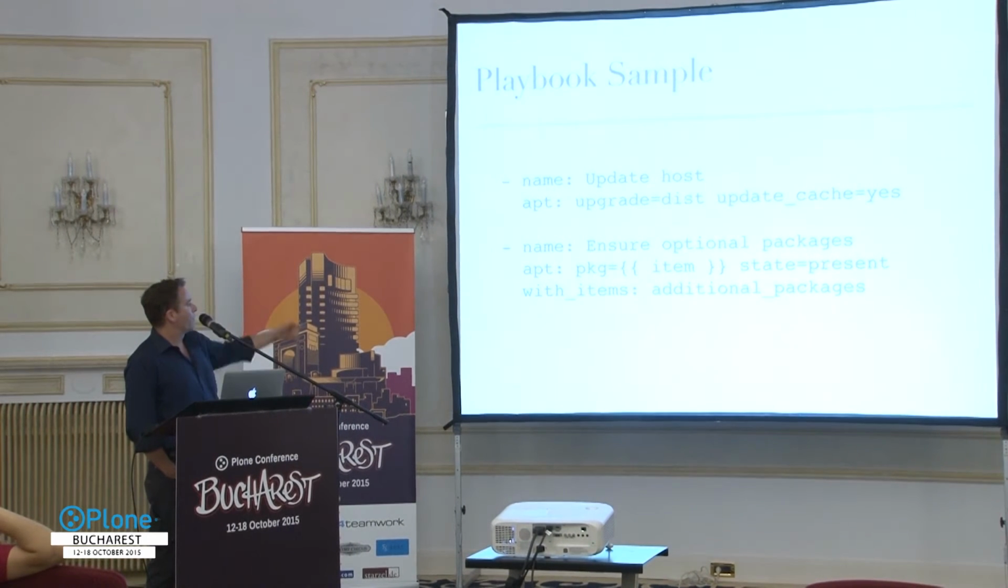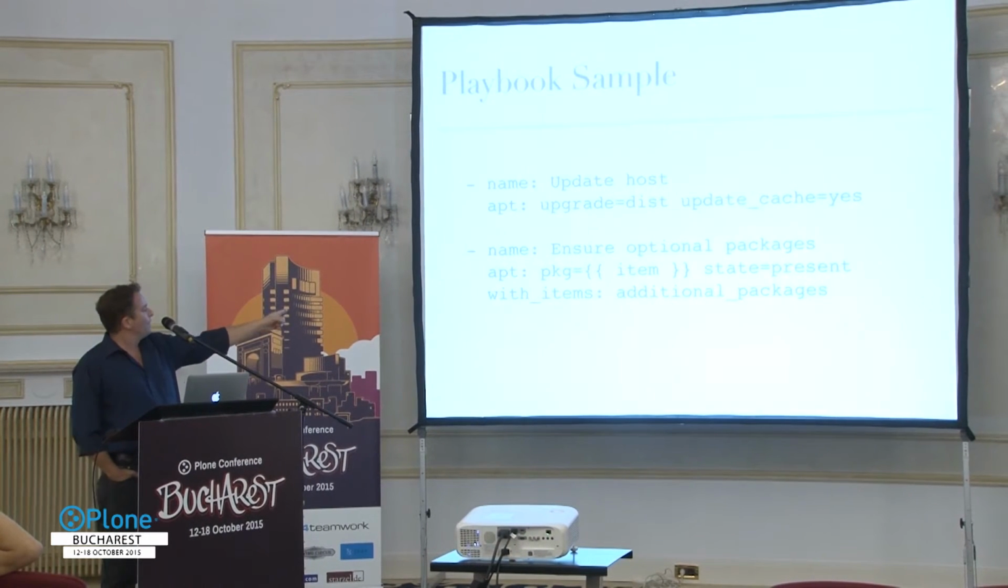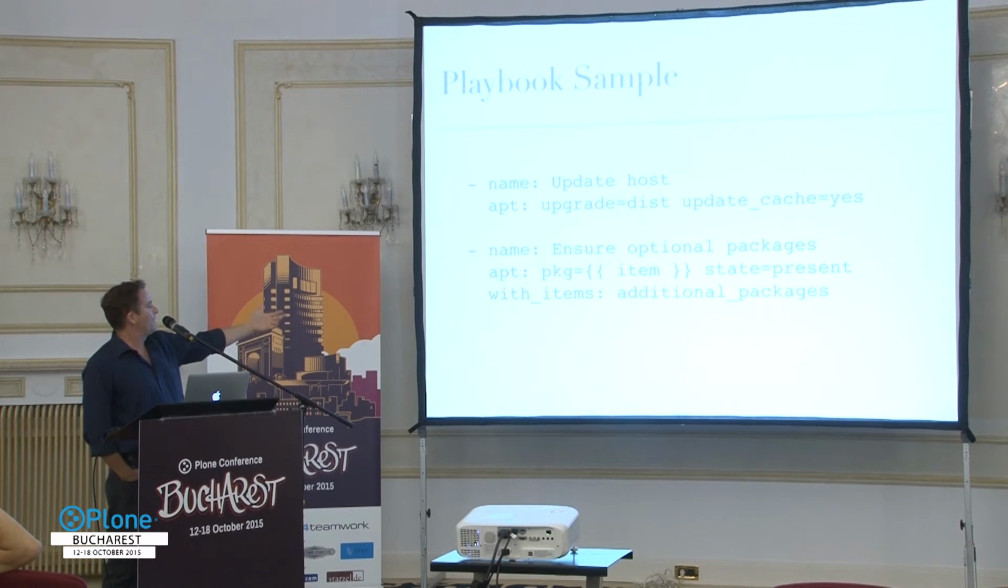In the second case, we are actually iterating. So the variable additional packages contains a list, and the with items specification allows us to basically iterate over all the elements of that list, where each item is the iteration variable. So this will repeat over all the additional packages that we want and passes them to apt.